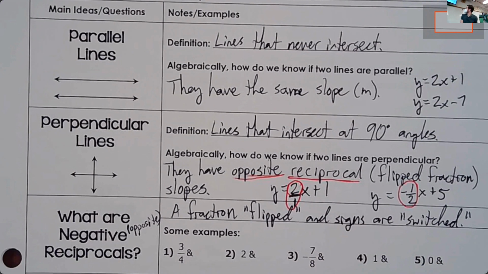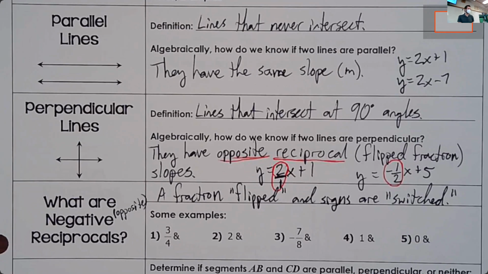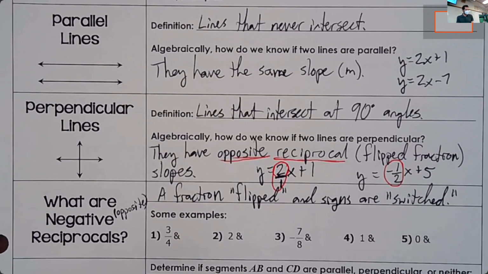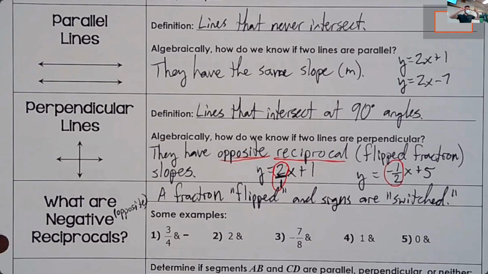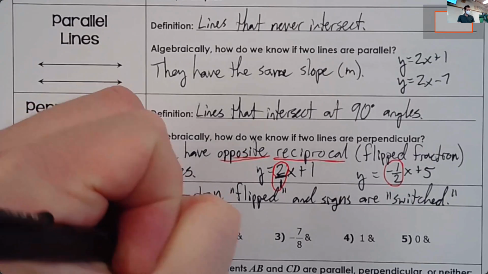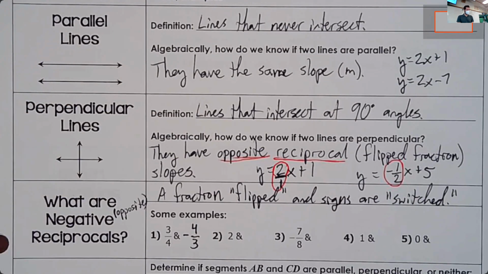All right, let's have a look at just some basic examples of determining opposite reciprocals. Then we'll get into some math. Number one, the opposite reciprocal of positive 3/4. First of all, this first one is positive, so the next one must be negative. So that would be negative, and then we flip the fraction over, so it would be 4/3. So positive 3/4 and negative 4/3. One's positive, one's negative, and they are flipped over versions of the same fraction.